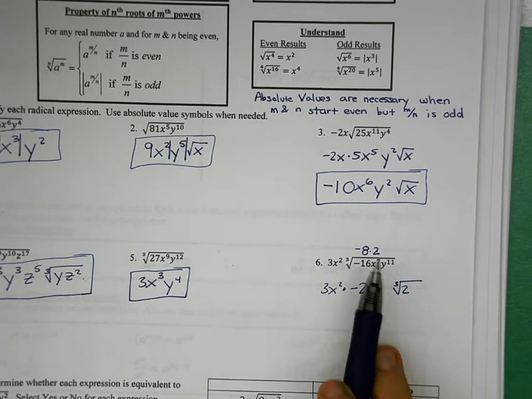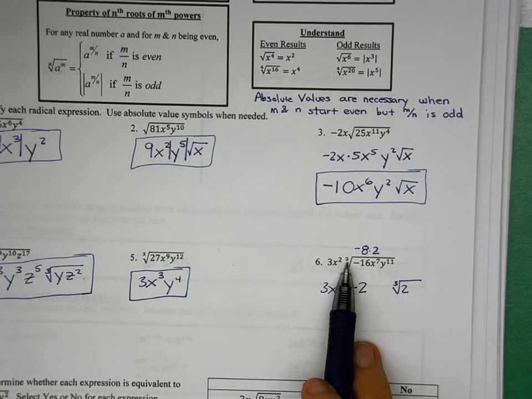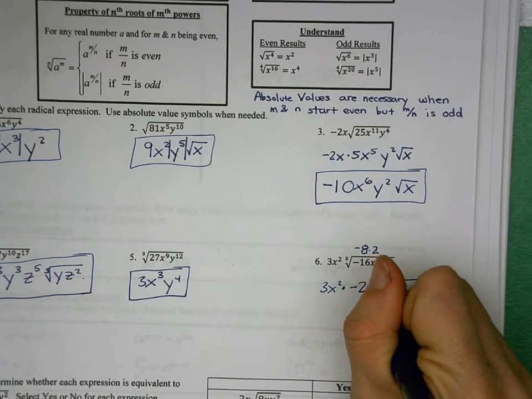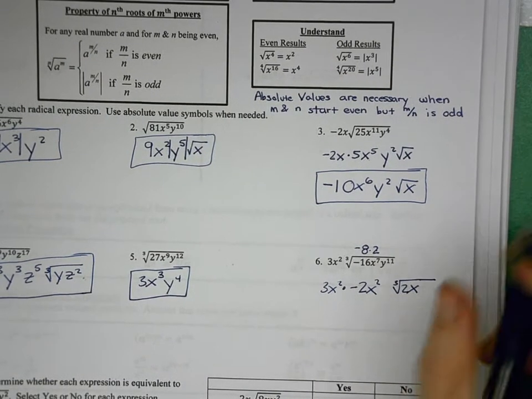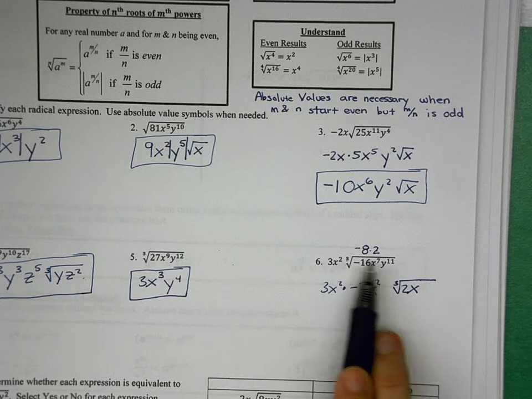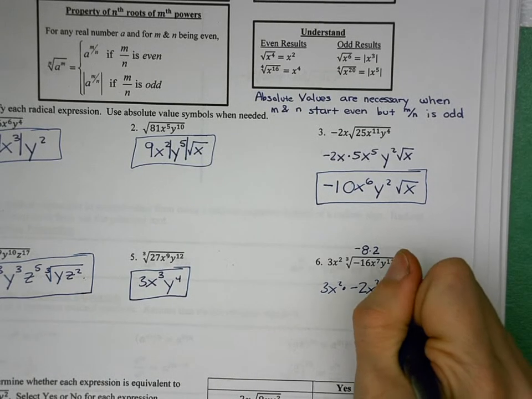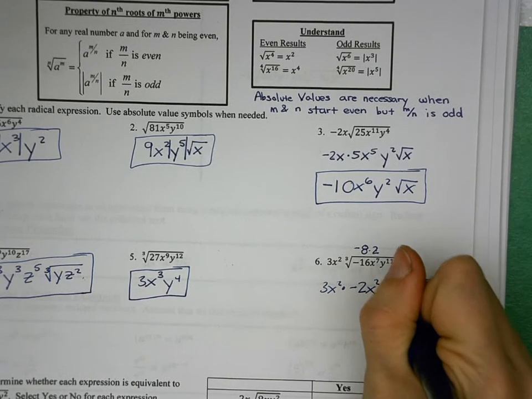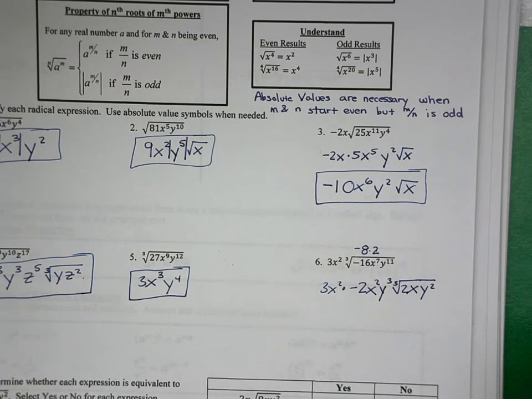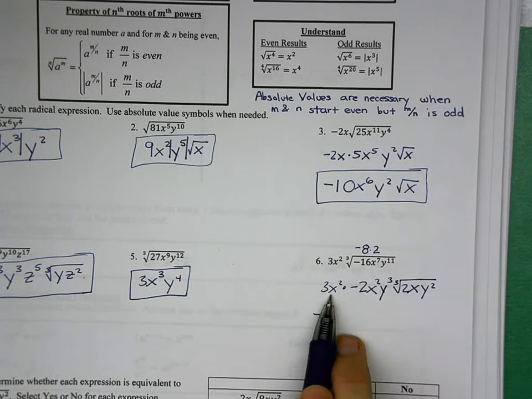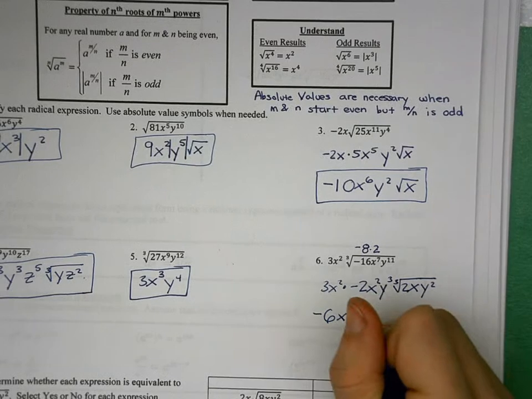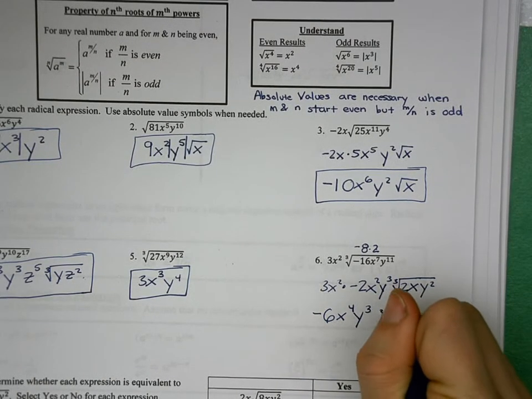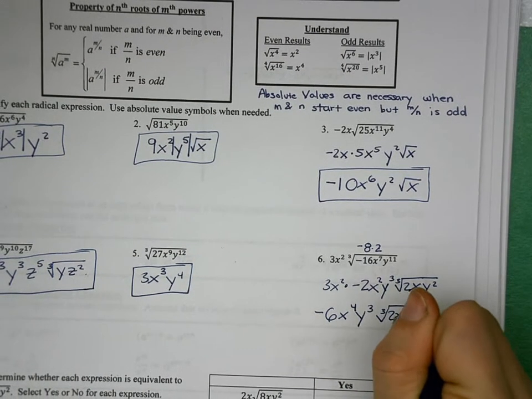Okay, x is up next. 3 goes into 7 2 times. So we have x squared with 1x left over. And then 3, my index here, goes into 11 3 times. Looking at y cubed with 2 left over. And so then cleaning this up, 3 times negative 2 is negative 6. X squared times x squared, leave the base alone, add the exponents. We have x to the 4th. Y cubed times the cube root of 2x, y squared.